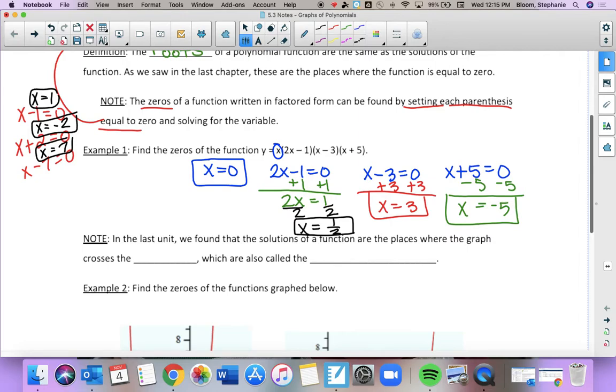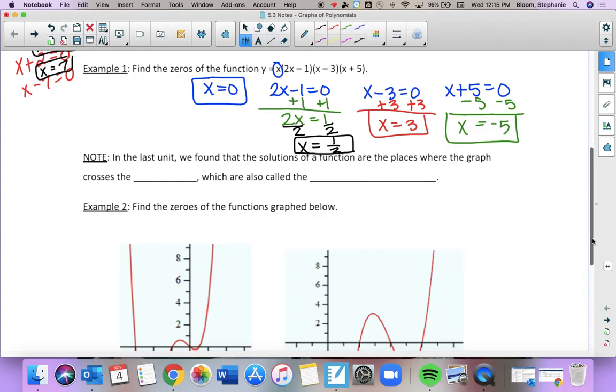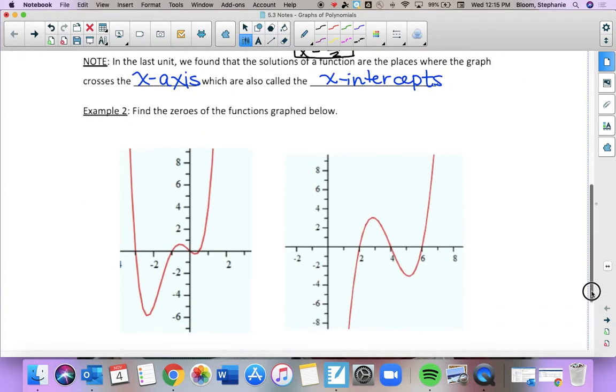Okay? So every solution I get out, so this is the next definition, the solutions of a function are where the graph crosses the x-axis, because you're getting out x equals, so it's where it's going to cross the x-axis, which are also called x-intercepts. X-intercepts is the same as crossing the x-axis.